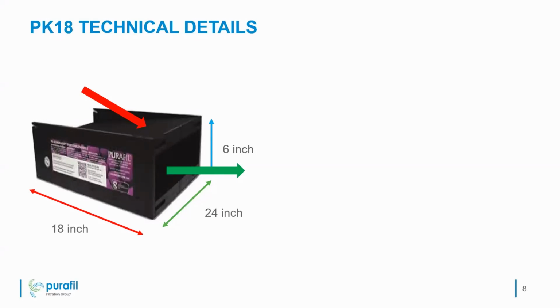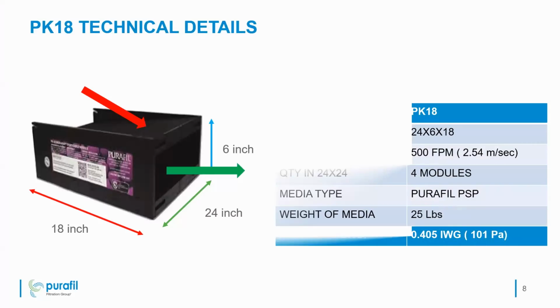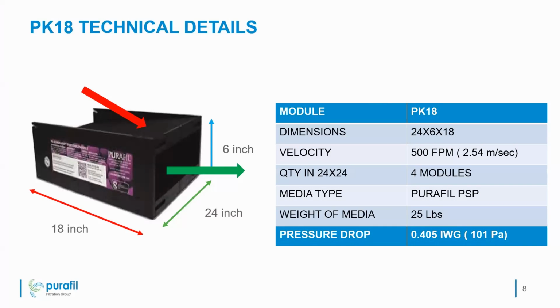Clear, sir. Yeah. So these are the details. This is showing you the PK18 module details. The dimensions are 24/6 into 18. The velocity is 500 fpm.